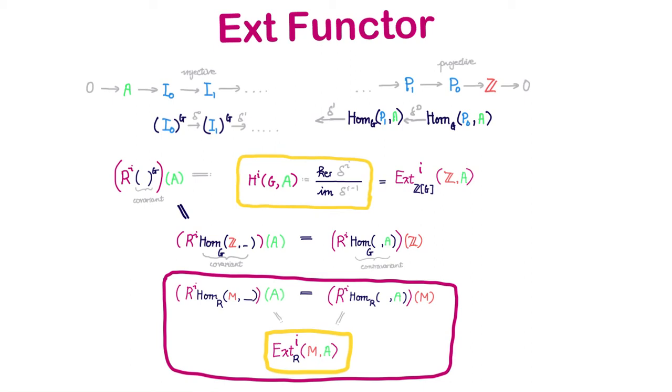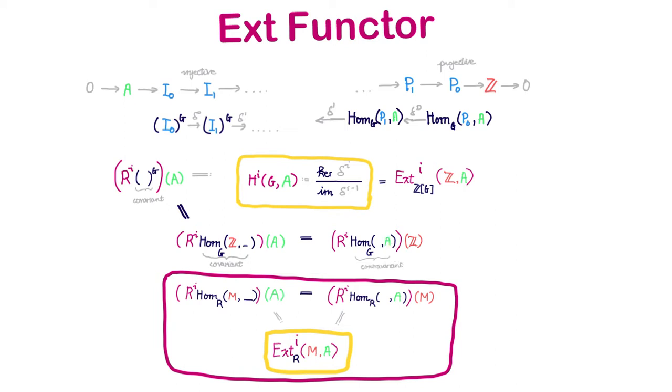In this video, we're gonna take a little digression and talk a little bit about the Ext functor. Recall that previously we have given two ways of defining the cohomology groups of a given group G with coefficient in A. One way is via the right-derived functor of this G-invariant functor, which could be viewed as the covariant Hom functor represented by Z. Another way of defining these cohomology groups with coefficient in A is via the right-derived functor of the contravariant Hom functor represented by these coefficient A.